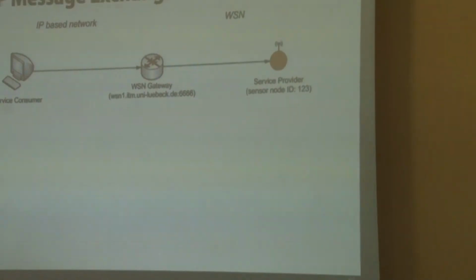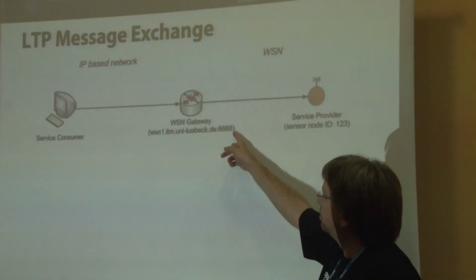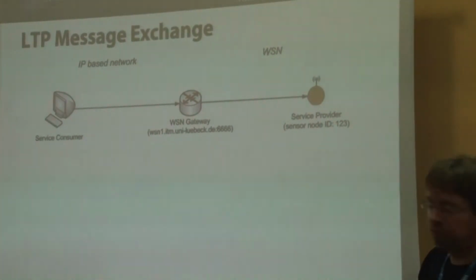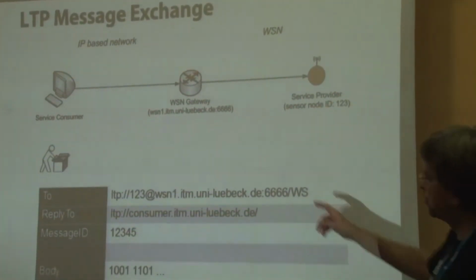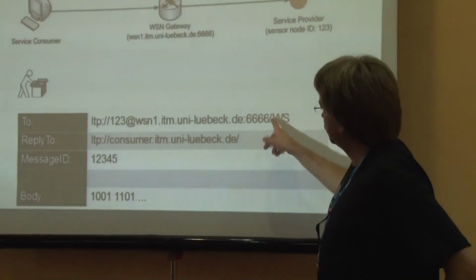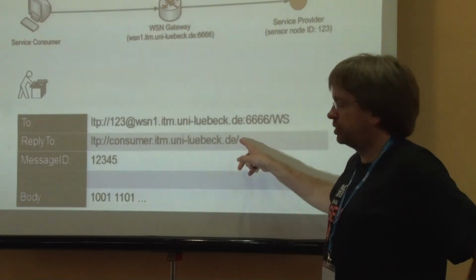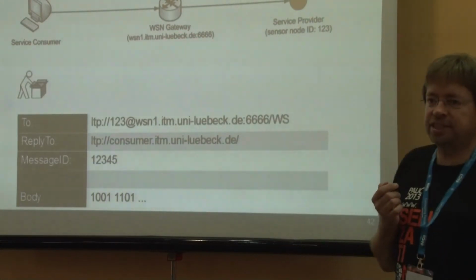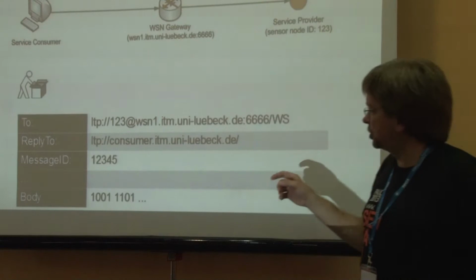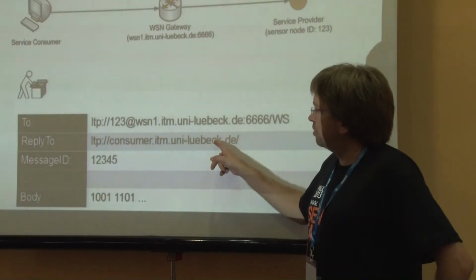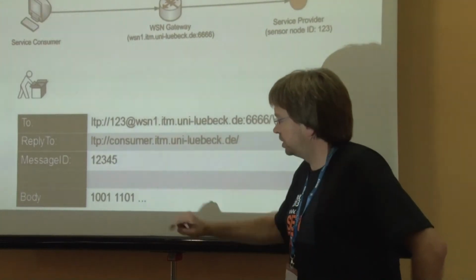So the whole communication process in LTP looks like this. You have the service consumer, wireless sensor network gateway, and the service provider. And what happens? If someone wants to call a certain web service and get a certain answer back, you can even use the WS addressing scheme, which allows you to give different recipients for your messages. So here you say, please send a message to this address here, send the answer to this address here, and this is my message ID, and this is the body.